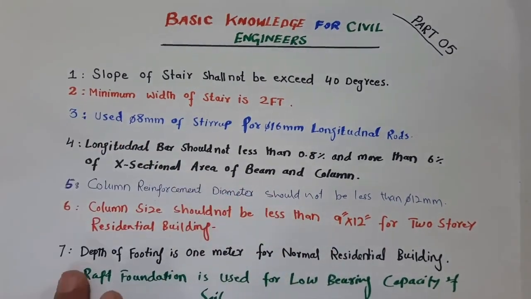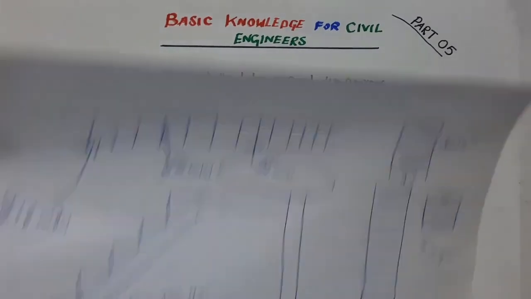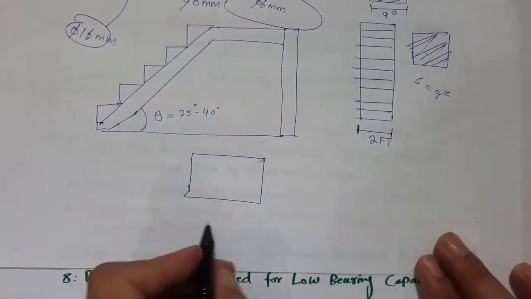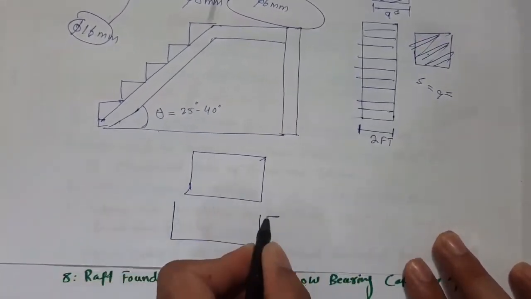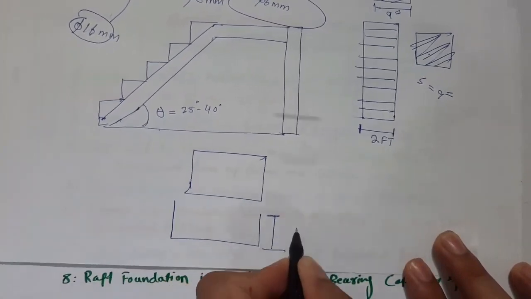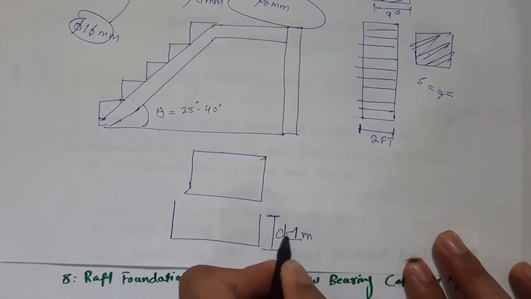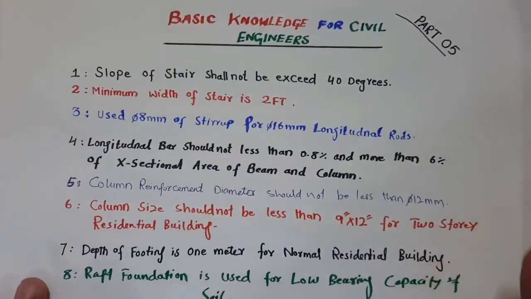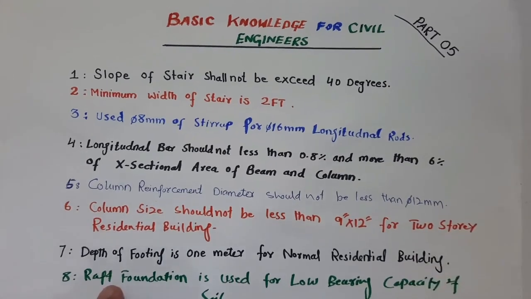Okay. The seventh one is guys, depth of the footing is 1 meter for normal residential building. Guys, you can see this is footing. Okay, so the depth of the footing should not be less than, this is footing depth. Okay, so this depth of the footing should not be less than 1 meter depth. Okay, for normal residential building, it should be minimum. So the other one is, guys, the last one, which is raft foundation.